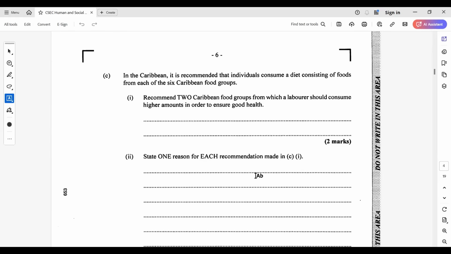In the Caribbean, it is recommended that individuals consume a diet consisting of foods from each of the six Caribbean food groups. Recommend two Caribbean food groups from which a laborer should consume higher amounts in order to ensure good health. So we know that the laborer requires carbohydrates and proteins. Now they are telling you Caribbean food groups. So where do you get carbohydrates and proteins? I hope persons are thinking meat.